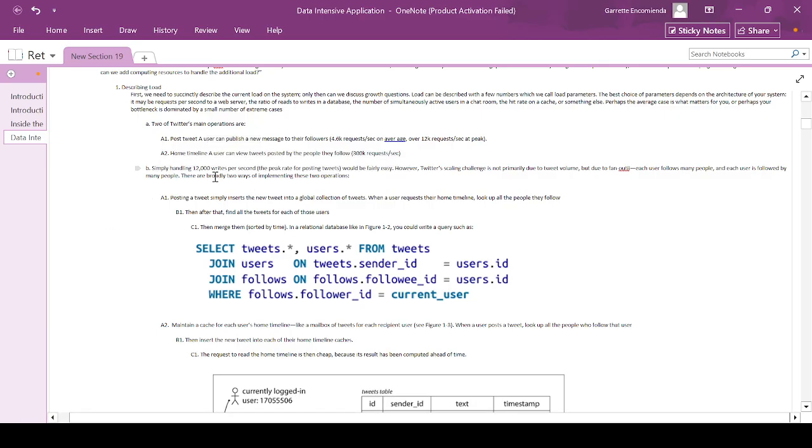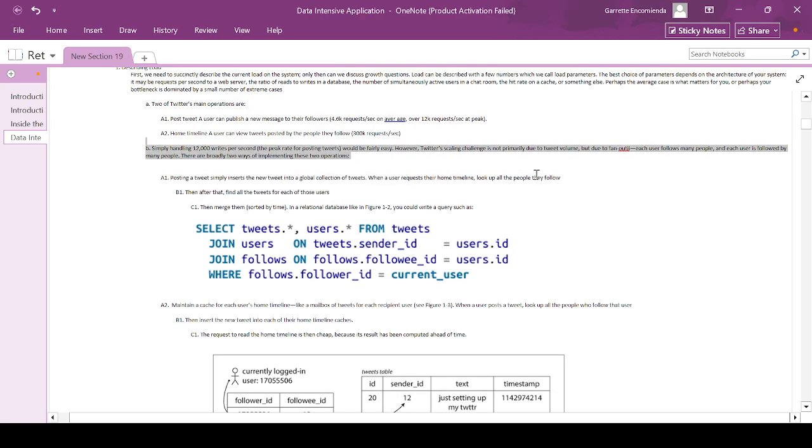Simply handling 12,000 writes per second, the peak rate for posting tweets, would be fairly easy. However, Twitter's scaling challenge is not primarily due to tweet volume, but due to fan out. Each user follows many people, and each user is followed by many people. So that's kind of many to many.